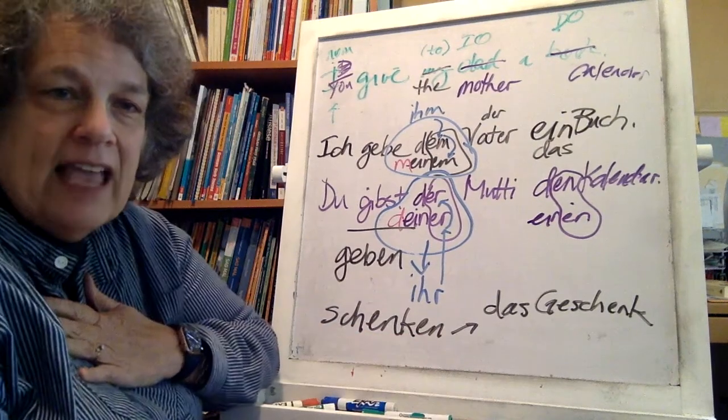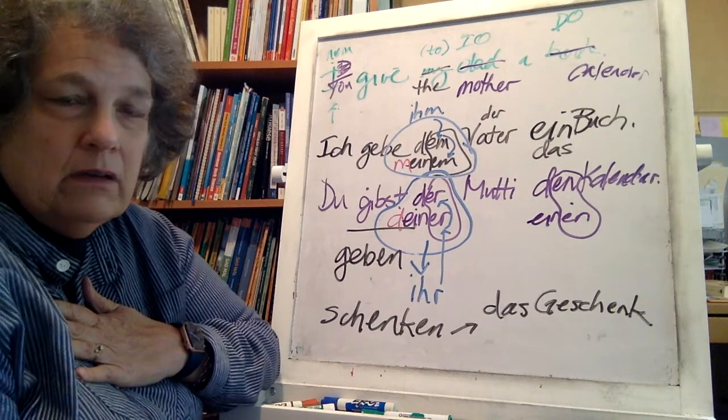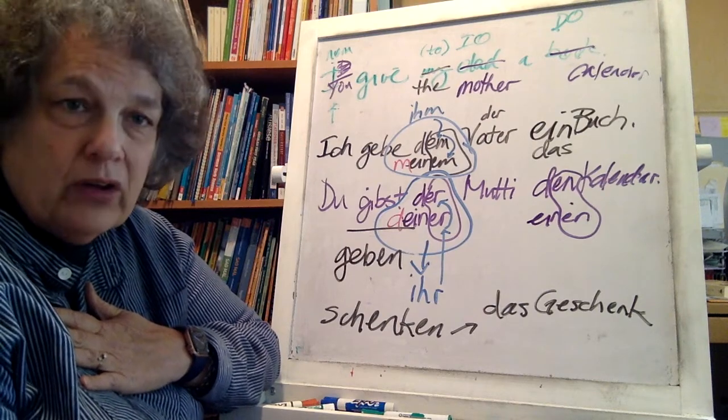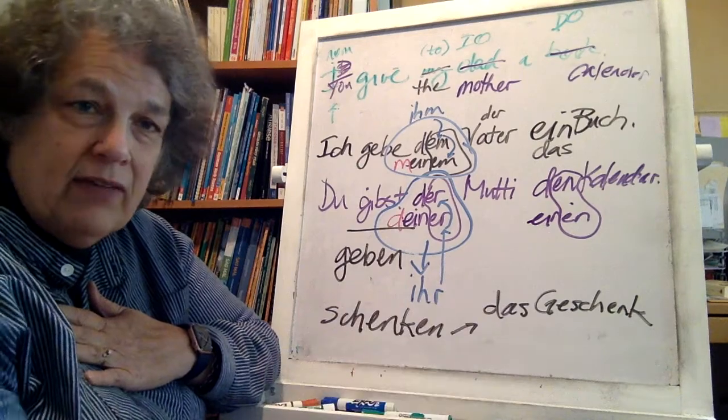So you wouldn't say, "Ich schenke ein Geschenk." That's being double. You don't need to say that. Ich schenke ein Buch. I give a book. Okay? And because I said "ein Buch," it's what I am giving.